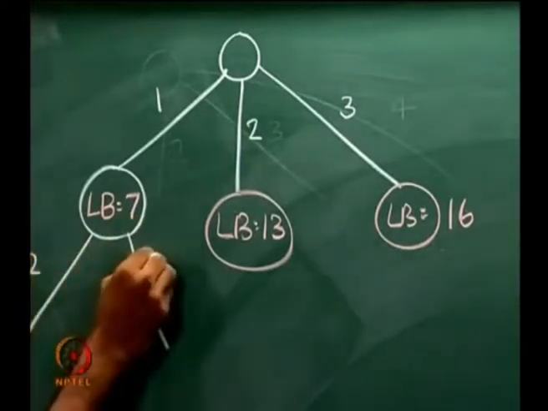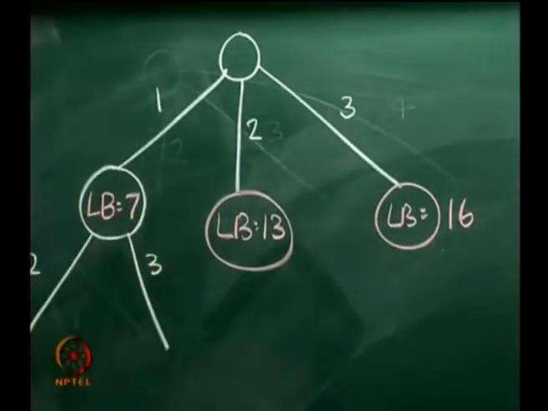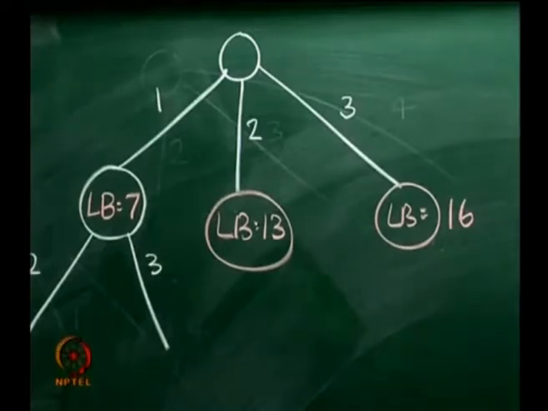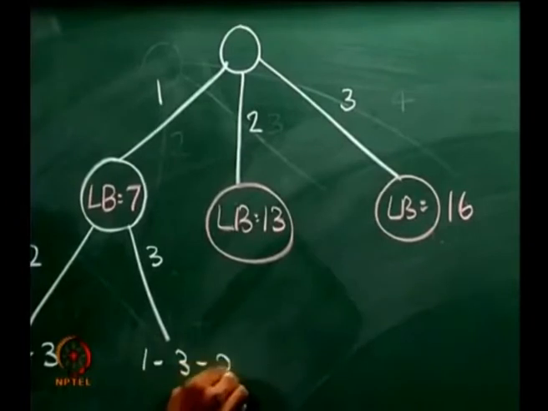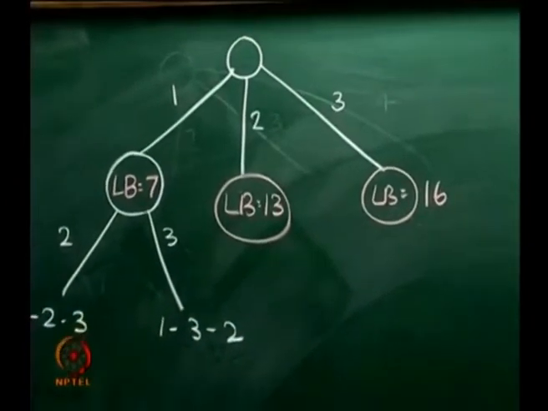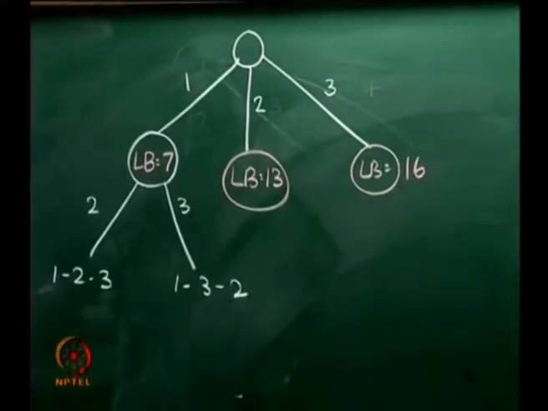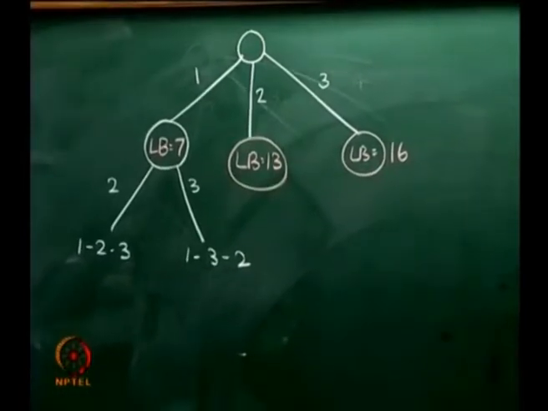So, 2 as the first, 3 as the first. So, it gives us a sequence 1, 2, 3 and 1, 3, 2 as the 2 possible sequences. So, we will quickly evaluate the L max for each of these.